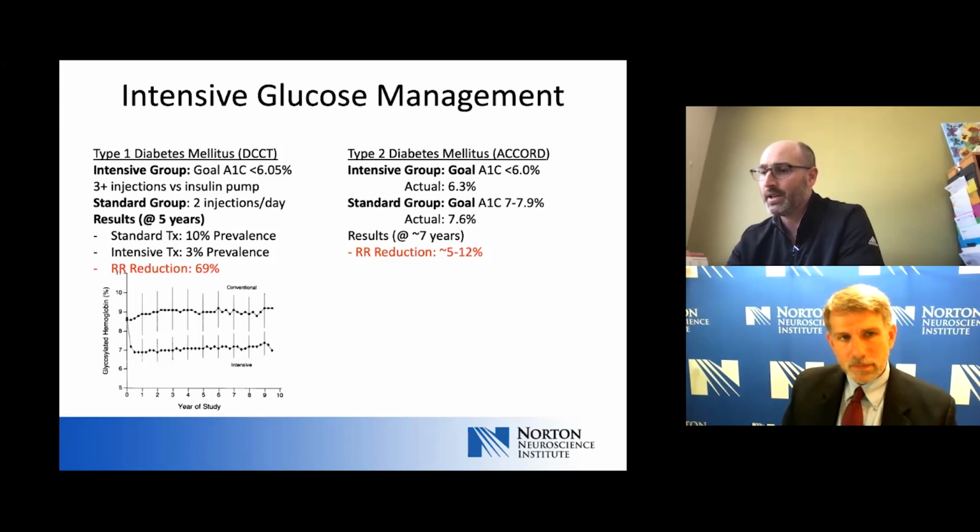At the end of that intensive versus conventional period, we see that the average A1C value in the groups were close to those targets. So 6.3% in the intensive group and 7.6% in the standard group. In terms of the development of polyneuropathy, there are several different assessment tools they use to identify polyneuropathy. But overall, if you look at those in general, the risk reduction was pretty modest. So in the ballpark of 5 to 12%.